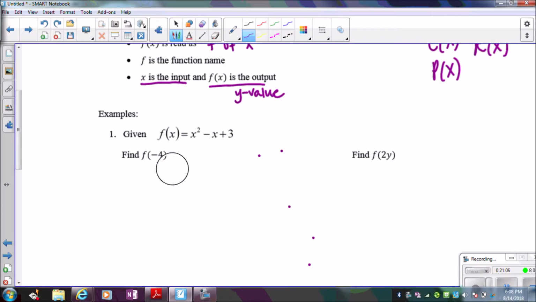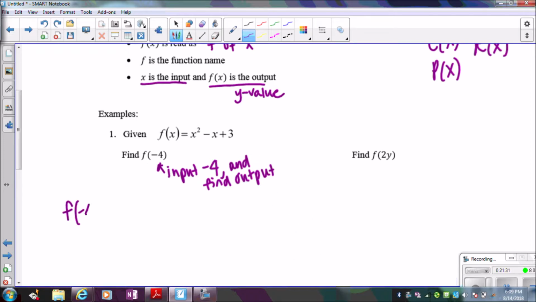Let me just retry this because my mouse keeps moving on me here. Input -4 and find the output. That's what it's saying. So put -4 into the equation and tell me what the output is. That's what that is saying. That's a shortcut for that.